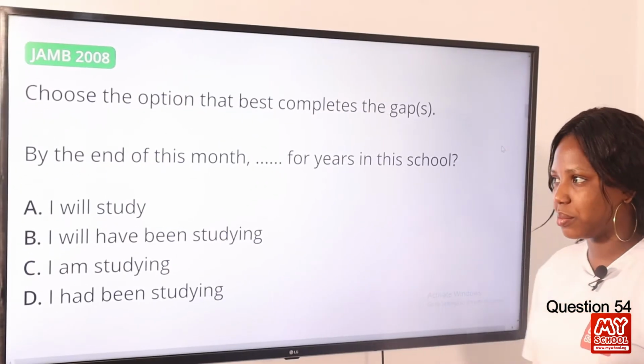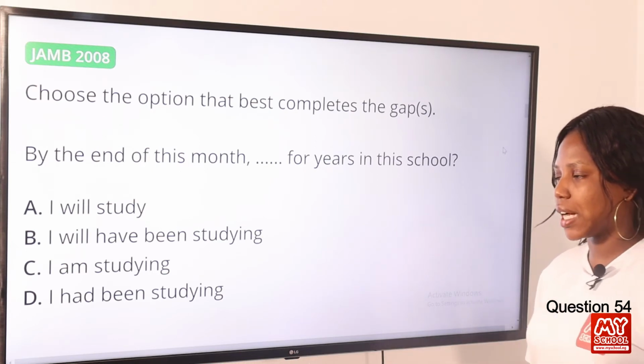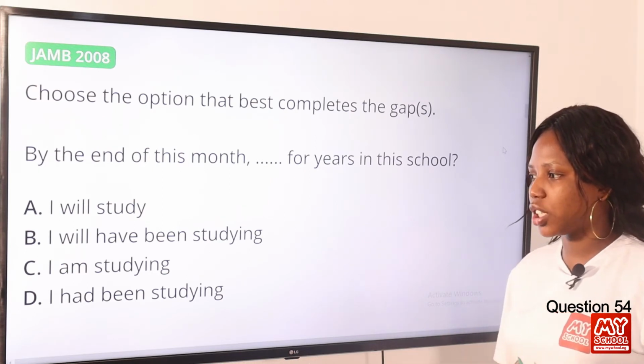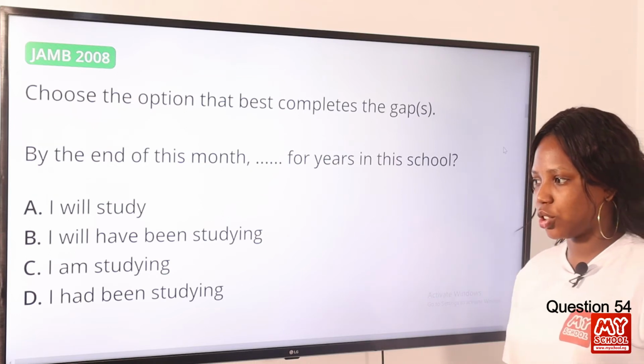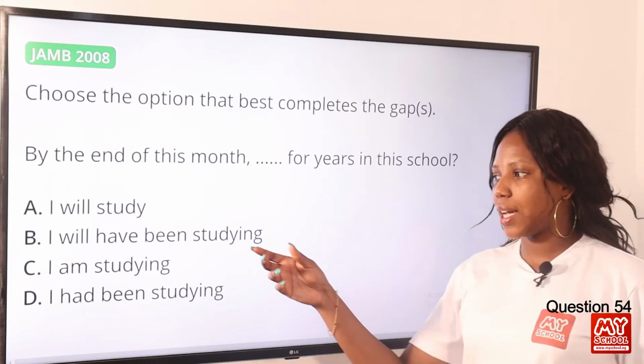Question 54. By the end of this month, dash for years in the school. Option A, I will study. Option B, I will have been studying. Option C, I am studying. Option D, I had been studying. The answer to this question is option B, I will have been studying.